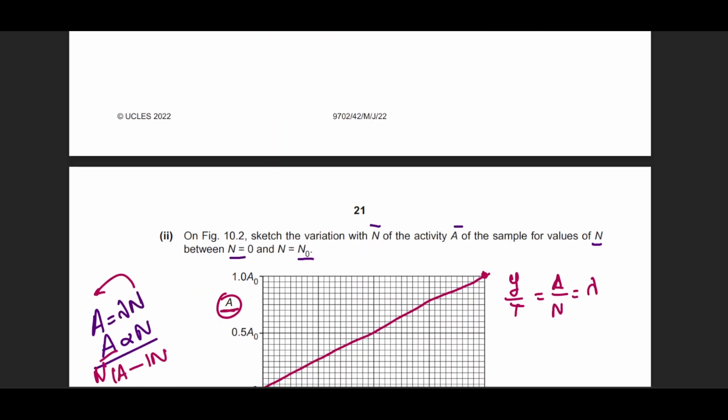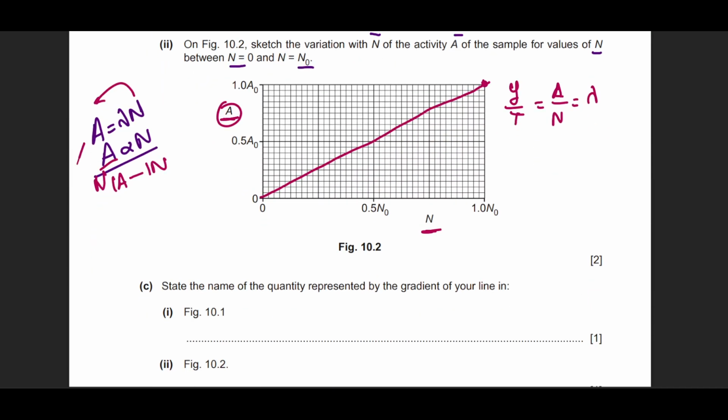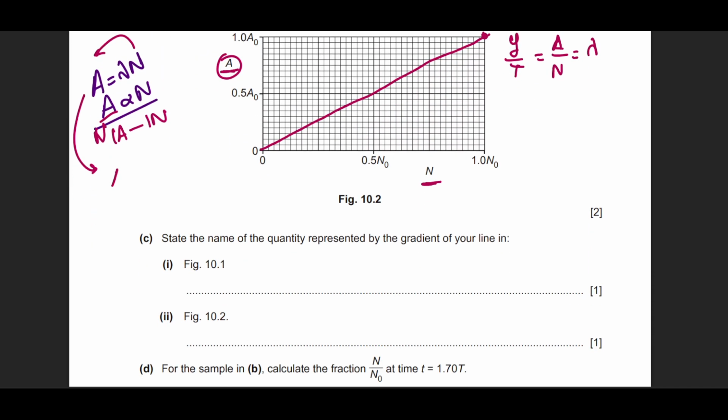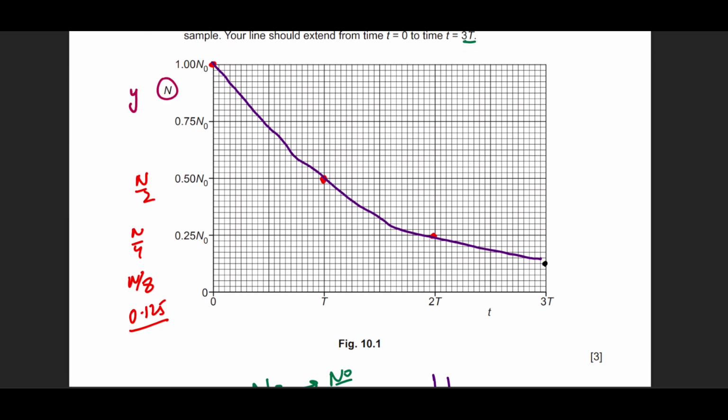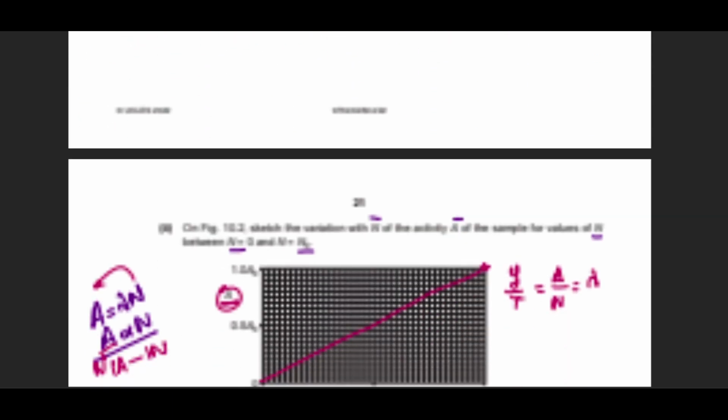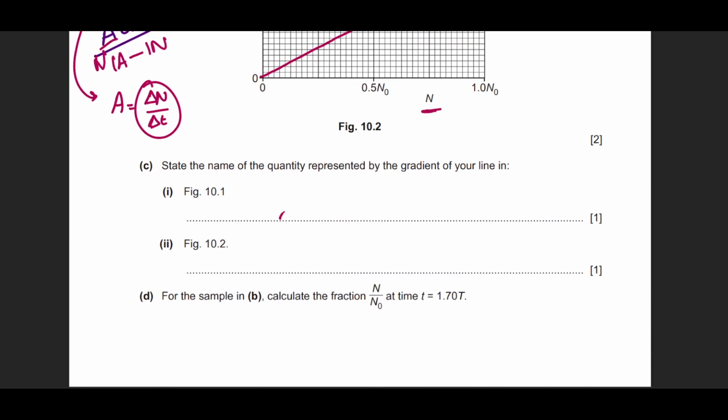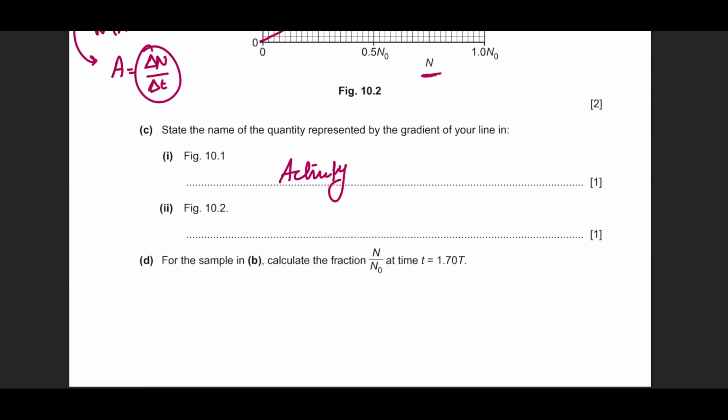So what does this tell you? From this equation, we have activity equals the rate of decay, which is delta N by T, and this delta N by T is represented over here: y-axis divided by x-axis, which was time. So the gradient of this graph represents activity, and 10.2 shows the decay constant.